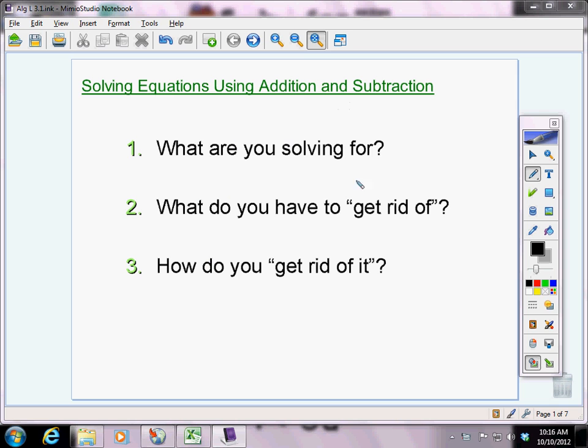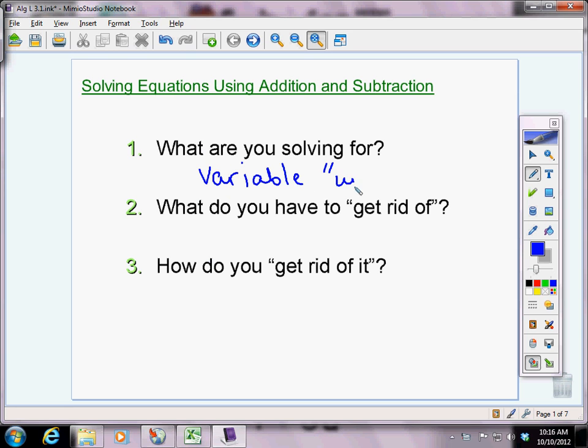Question number one says, what are you solving for? And the answer is always the unknown, the variable. In an equation, there are some things we know and some things we don't. So the unknown we call the variable. So x, p, m, whatever we use.